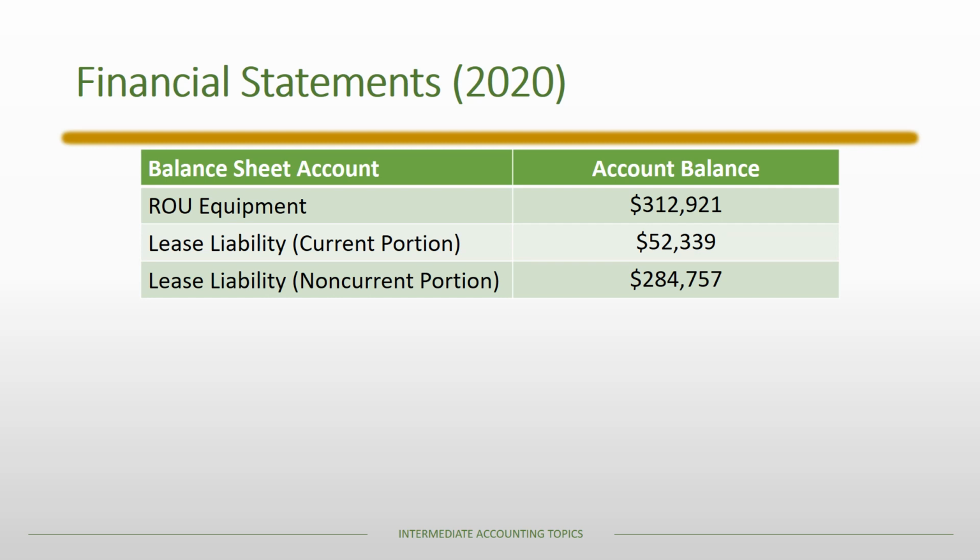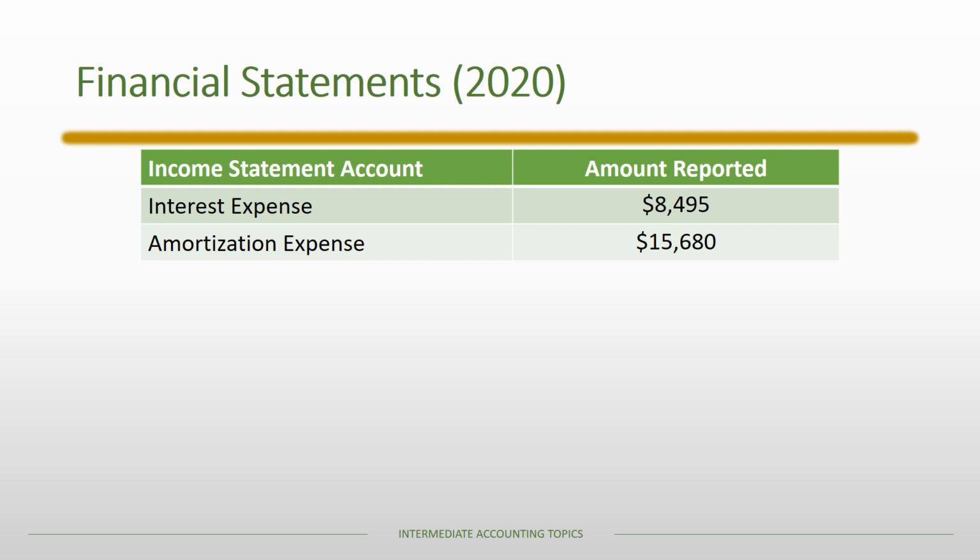And then the non-current portion is simply the 12/31/2021 account balance, which we just calculated on the previous slide. On the income statement, we report both the interest expense and the amortization expense, just as we got from our journal entries, so hopefully that one's not too difficult.